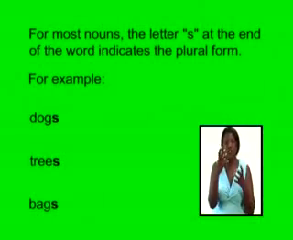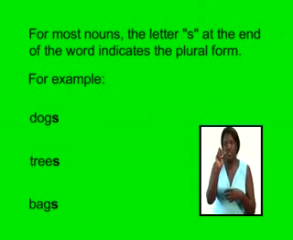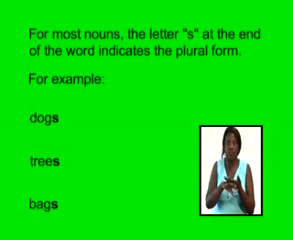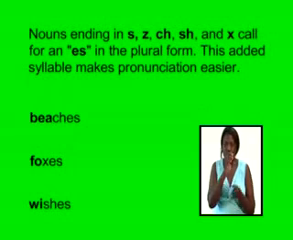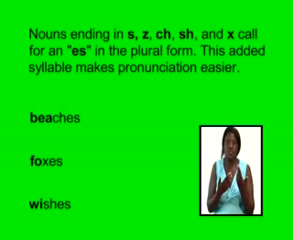For most nouns, the plural form includes the letter S at the end of the word. For example, dogs, trees, bags. Nouns ending in S, Z, CH, SH, and X call for an ES in the plural form. This added syllable makes pronunciation easier. This is for example with words like beaches, foxes, wishes. Oh, I never realized that.